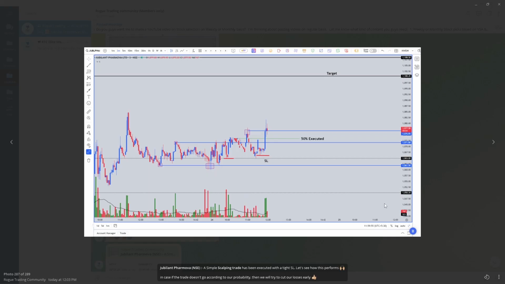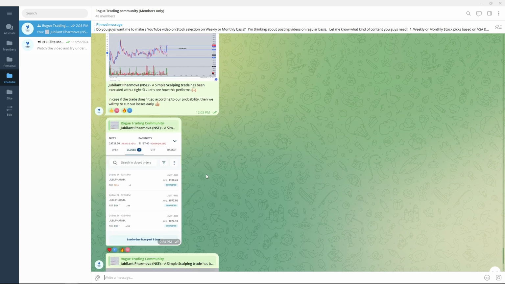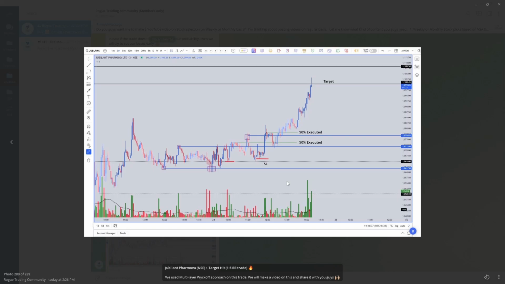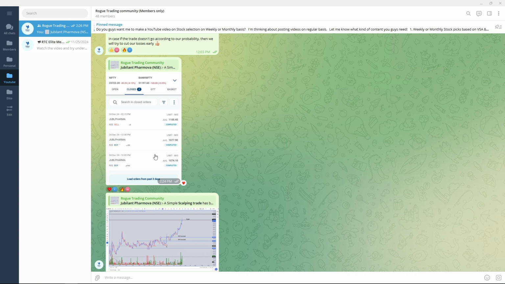Around 12 o'clock, we had this consolidation. After this consolidation, this breakout is where I took a trade. Based on this breakout, I took a trade, and my target was up to this point. Exactly when I took the trade, I shared a screenshot of my setup, and once the target was hit, I shared everything. I explained how I took the trade, and what the entries were.